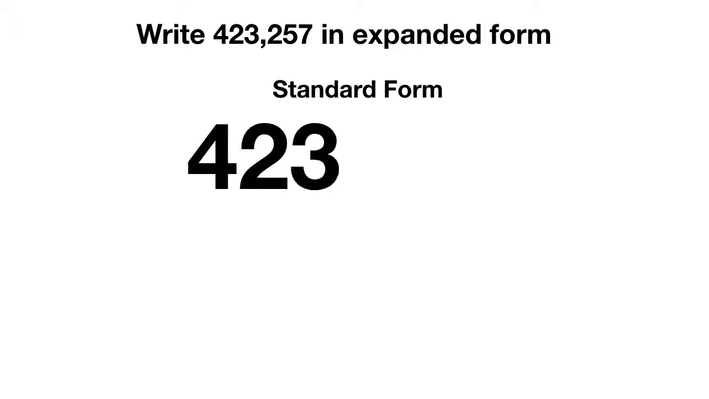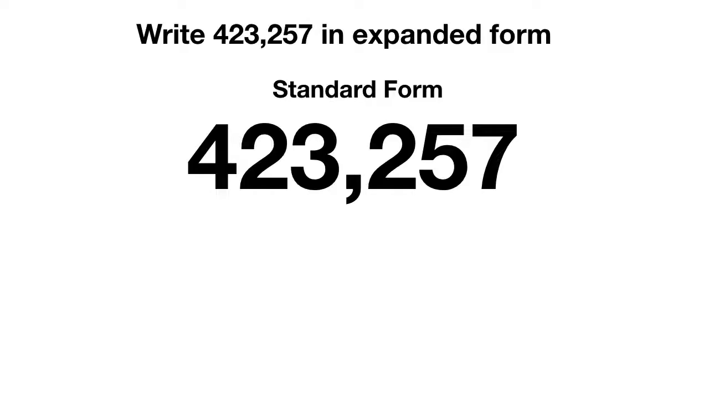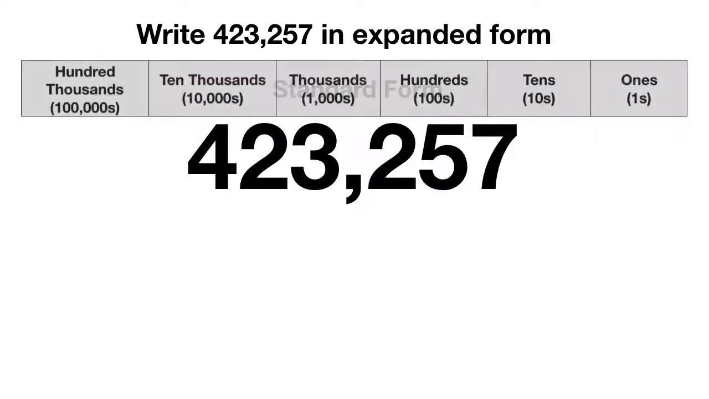You're used to seeing numbers in standard form. That's how they're usually written. That's why it's called standard. Expanded form is a way of writing numbers by breaking them into each place value. To write a number in expanded form, start with the largest place value.